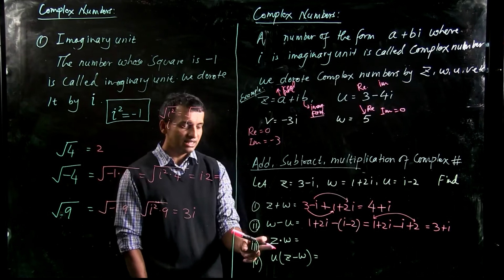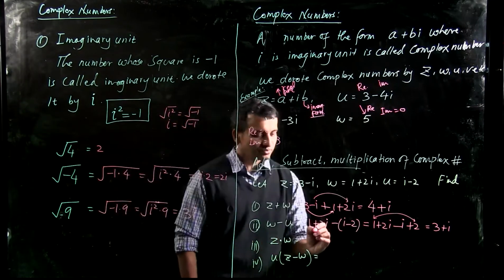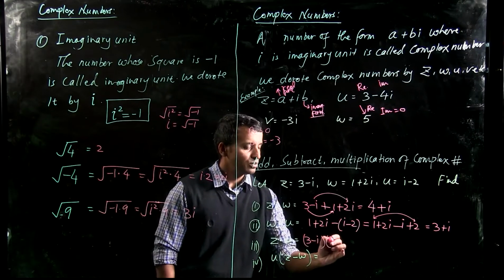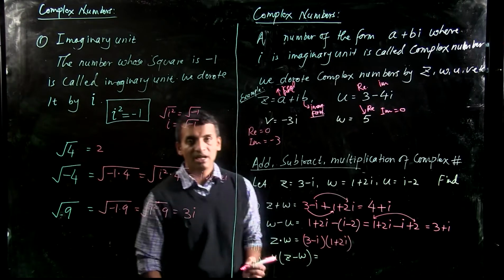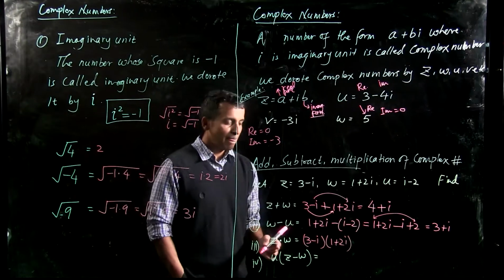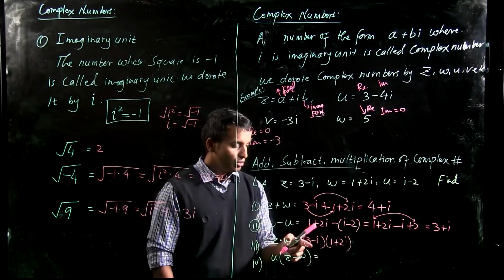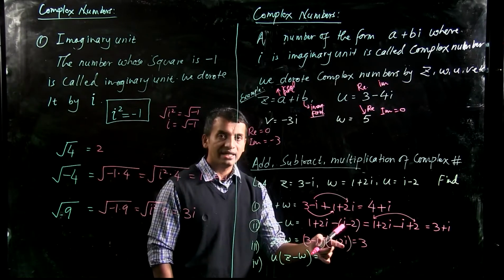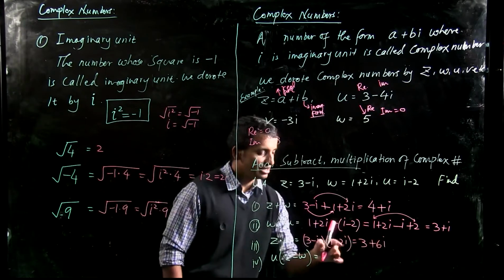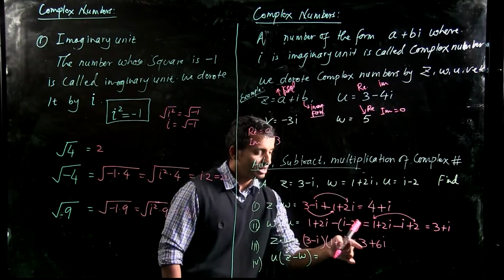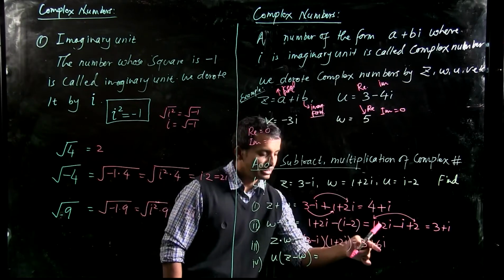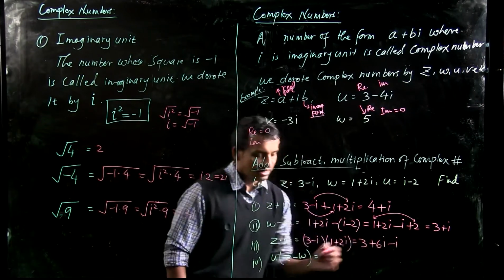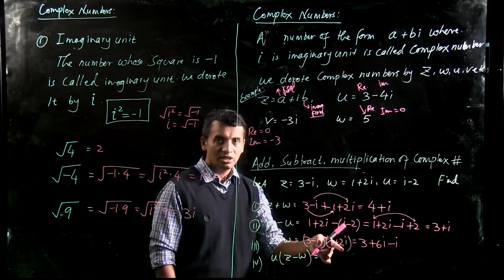Now how do you multiply? Let's see that. g times W. g is 3 minus i times W, which is 1 plus 2i. Let's multiply these two. Now you need to FOIL, right? So 3 times 1 is 3, and then 3 times 2i is plus 6i. Now -i times 1 is -i, and then -i times positive 2i is -2i squared.